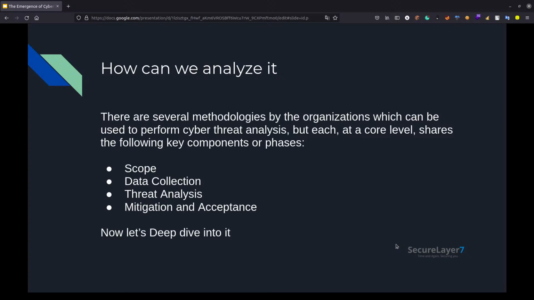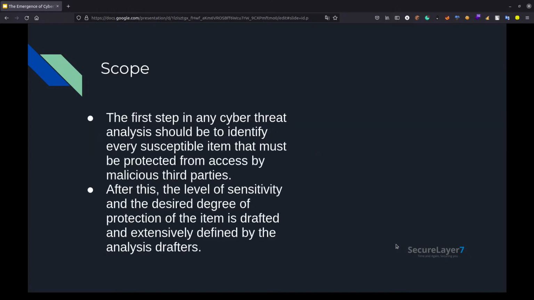The first phase is known as scope. The second is data collection. Afterwards comes the threat analysis, and the next is mitigation and acceptance. So you all may be aware of some of the terminologies, but now let's deep dive into it.